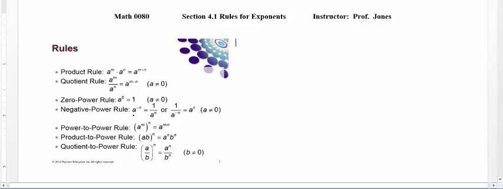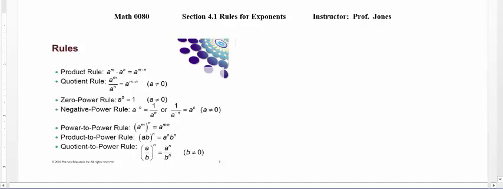The zero power rule says a to the 0 is 1, as long as a isn't 0. The negative power rule says a to the negative n is 1 over a to the nth, or 1 over a to the negative n equals a to the n, as long as a isn't 0, because I can't divide by 0 ever. The power to power rule says a to the m to the nth is a to the m times n. Product to power rule says a times b to the nth is a to the nth times b to the nth. The quotient to power rule says a over b to the nth is a to the nth over b to the nth, as long as b isn't 0.